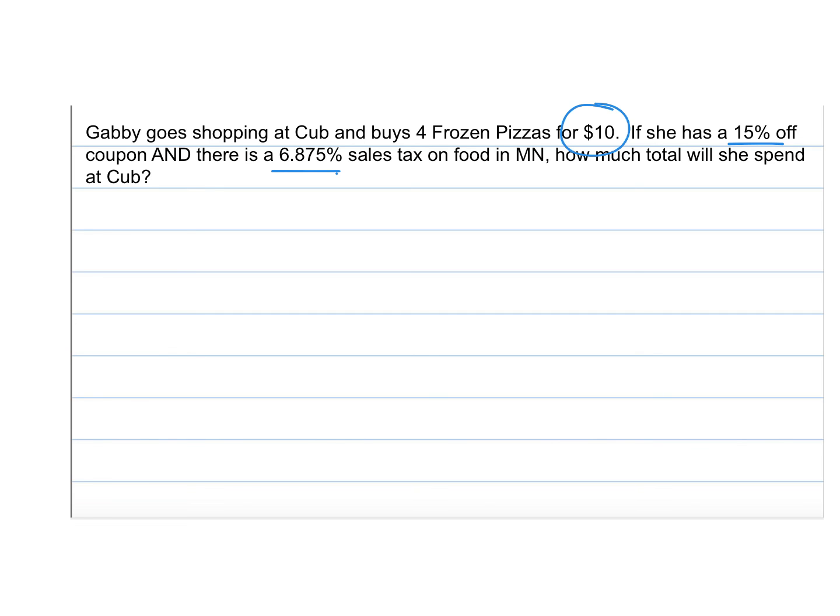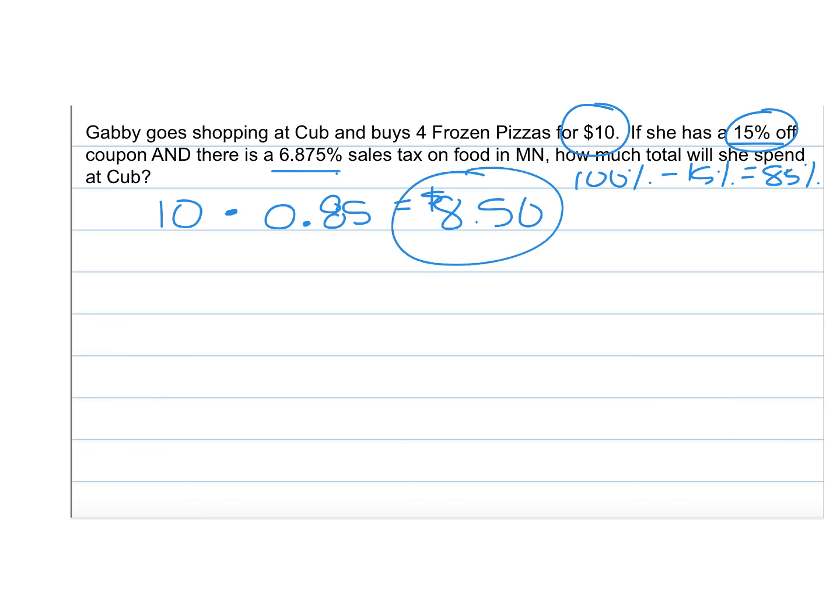So let's do $10 with 15% off. So $10 times, and let's do the method 2, so 0.85, because the way I got that is because 100% minus 15% equals 85%. So $10 times 0.85 is going to be $8.50. So that's my sale price. My discount is going to be $1.50 because 10 minus $1.50 is $8.50.